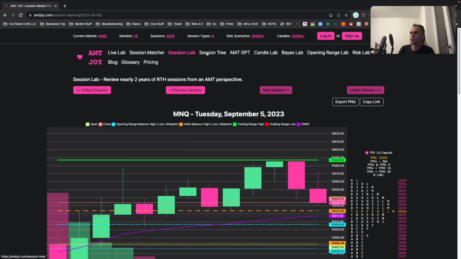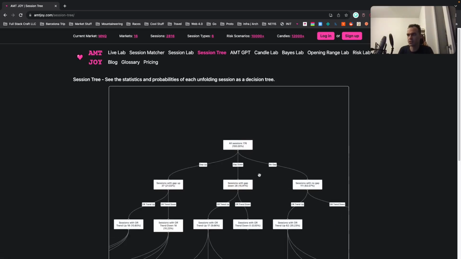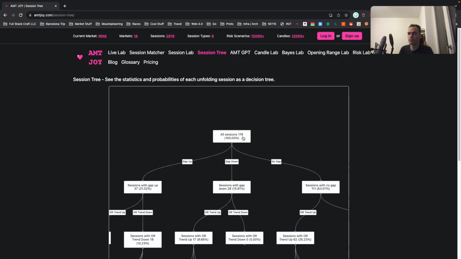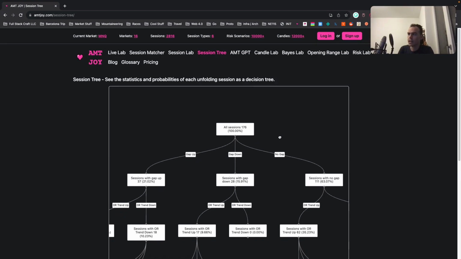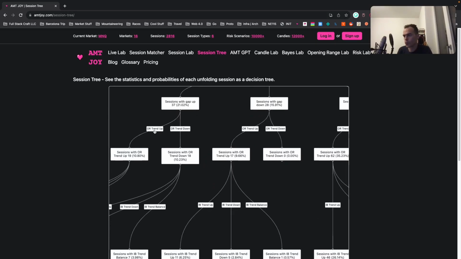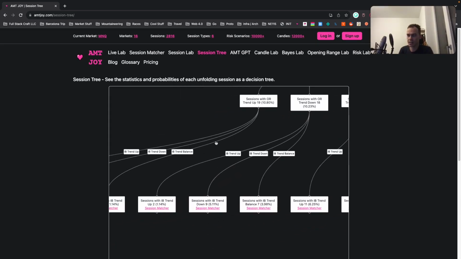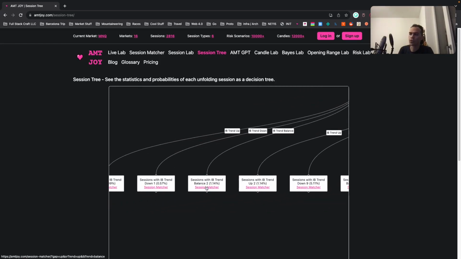Right, so moving on to the session tree. This is kind of how you could use the session matcher, but in a tree view. So we start off with all of our sessions since 2022. Then we say, okay, is there a gap up, gap down, or no gap? What's the opening range trend, i.e. A period trend? What's the initial balance trend? Like, is B period higher than A? Is B period within A, which is balance? Then you can go to the session matcher with whatever that trend is.